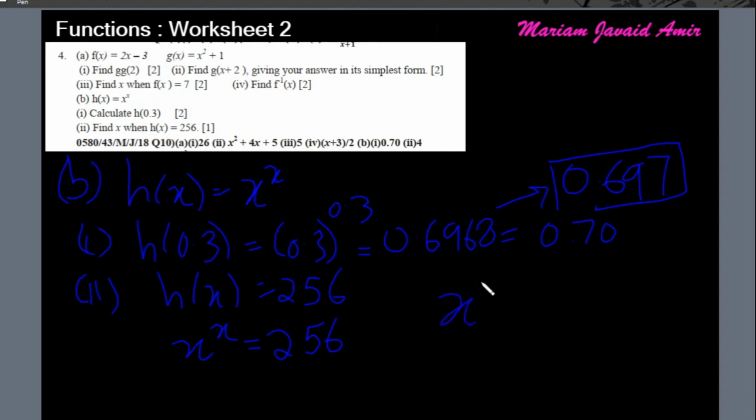x power x means either 2 power 2, but 2 power 2 is not 256. 3 power 3 is not 256 either. You'll notice 4 power 4 is 256, so x equals 4 simply. Use your calculator and try different values of x.